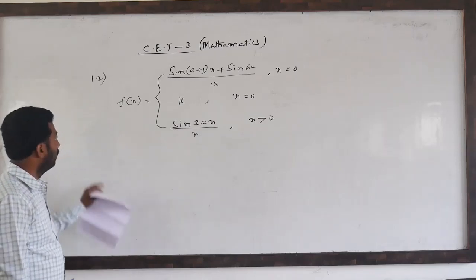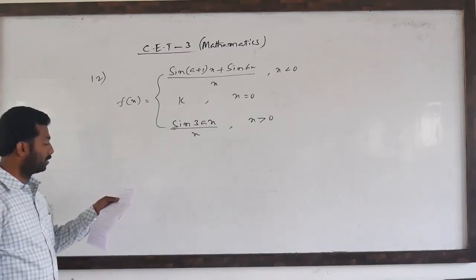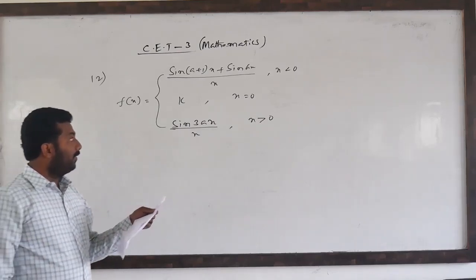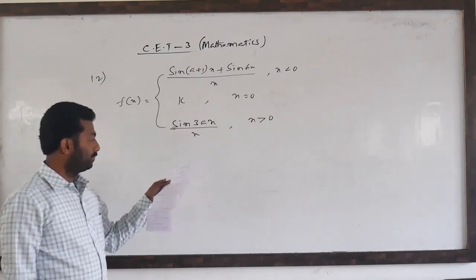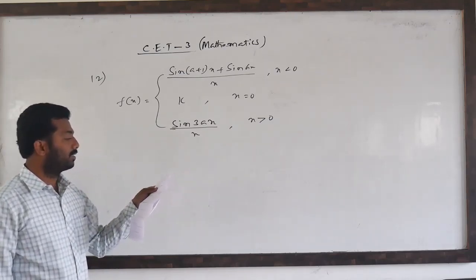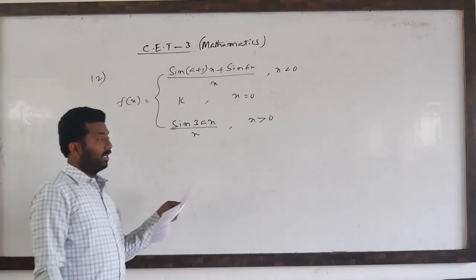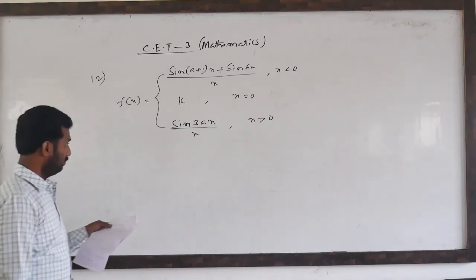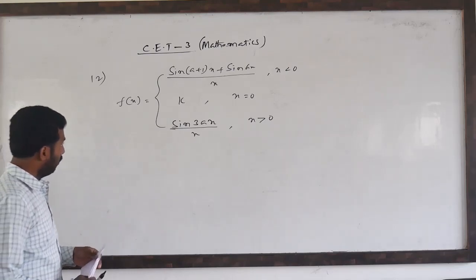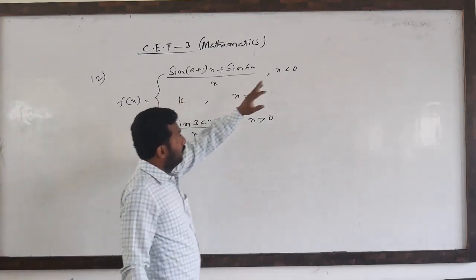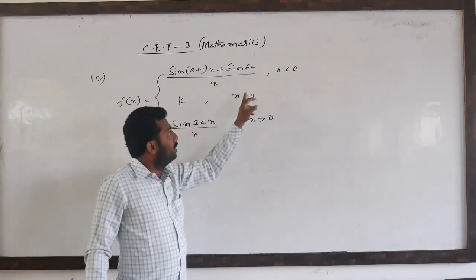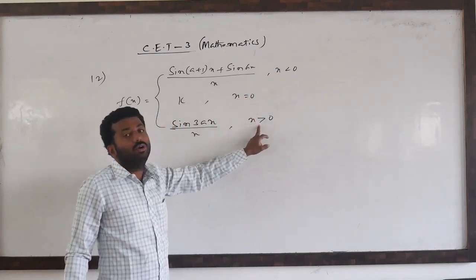Next, question number 12. We read that question. f of x is defined like this. This function is continuous at x equal to 0. Then they are asking for the value of k. It is defined differently for the case less than 0, the case equal to 0, and the case more than 0.